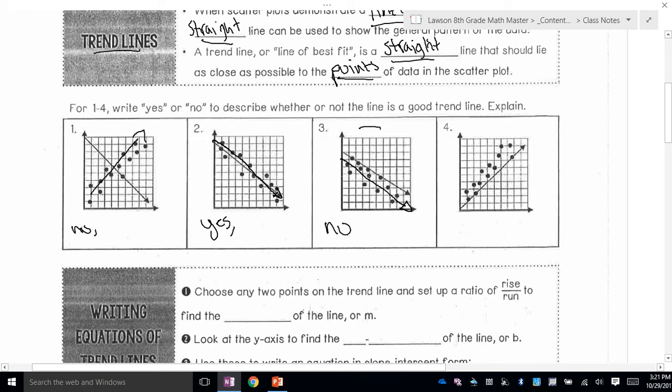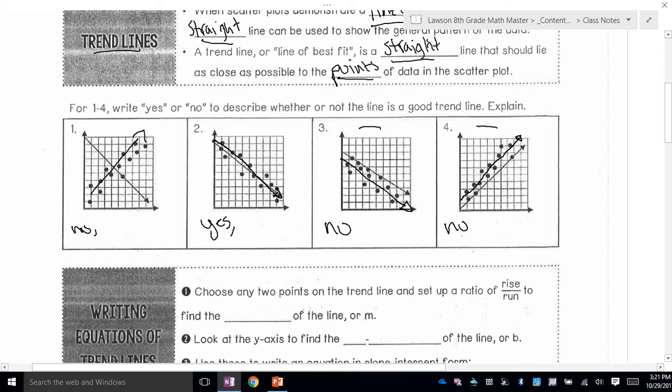This last one, go ahead and pause your video and look at this graph for 4 and tell me if you think that it's going to be a good trend line. Okay, hopefully you said that this was not a good trend line, because again, we want about half the points above it and half the points below it. This trend line had a majority of the points up above it. So we're going to say no, not a good trend line.